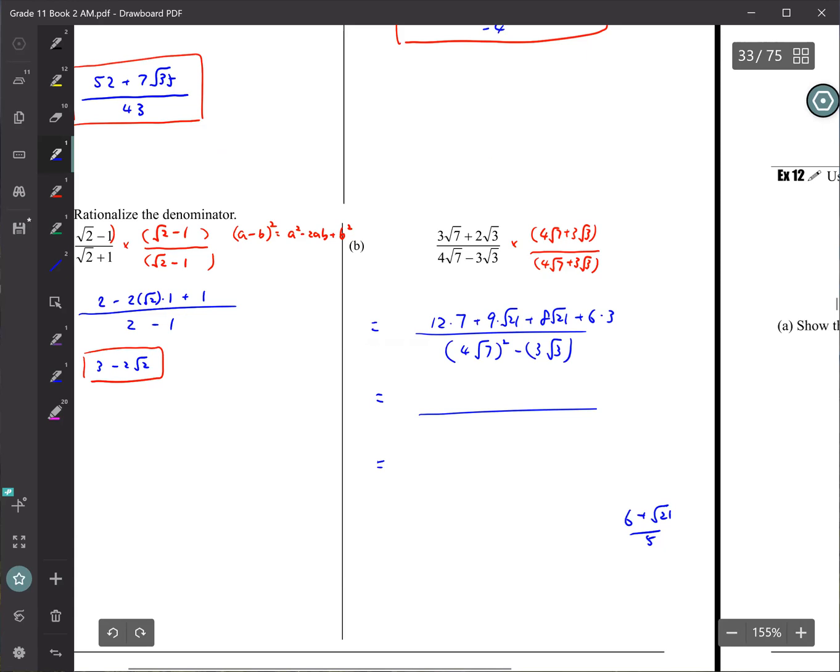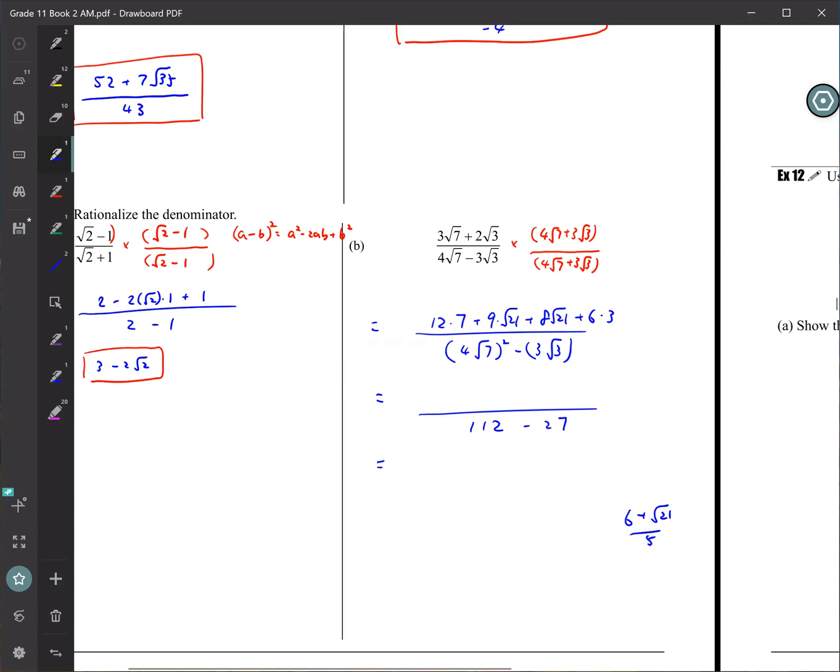Right, so for the denominator, we have to square each one, right? So 4 times 4, 16, 16 times 7. What is that? Yosher? That is 112 minus 27. Minus 27, okay. Yeah, so 3 times 3, 9, 9 times 3, 27, okay. And then we go to the top.